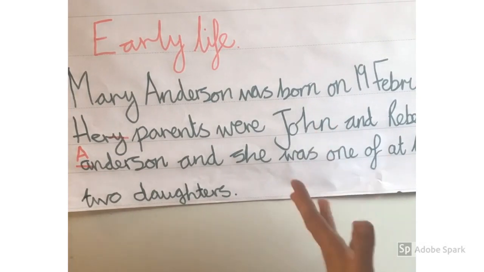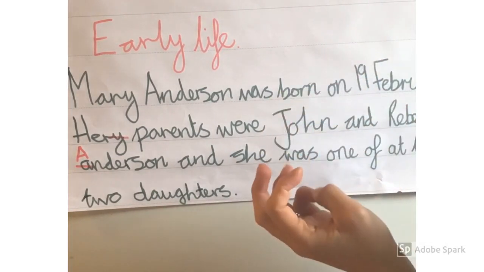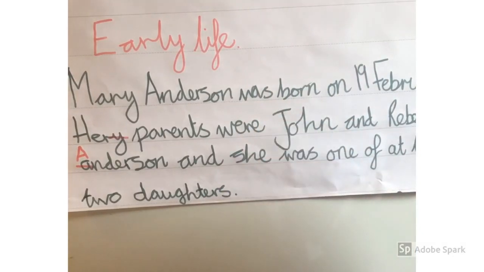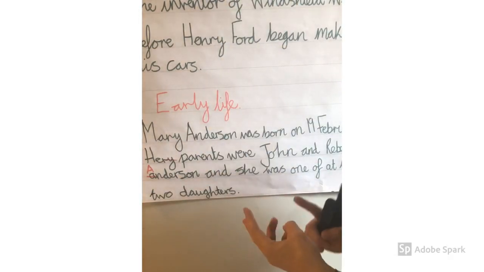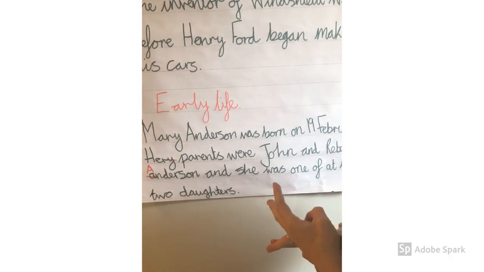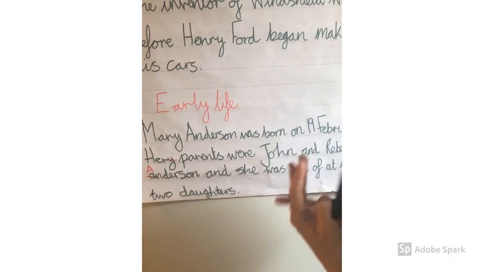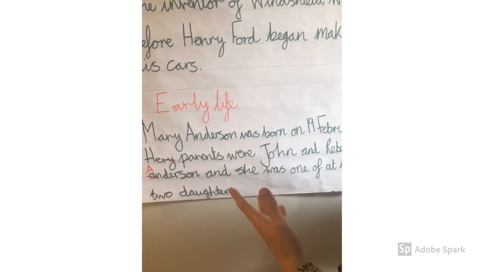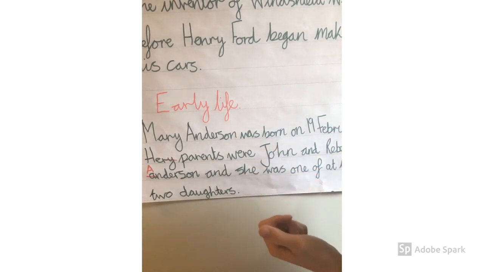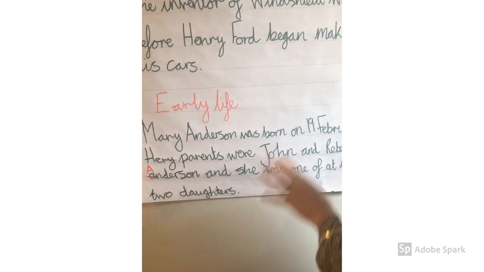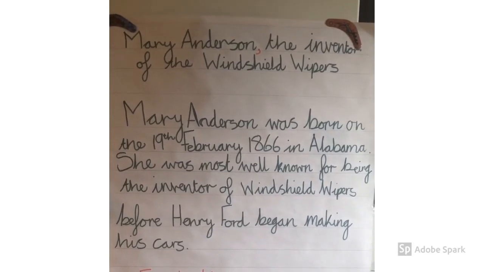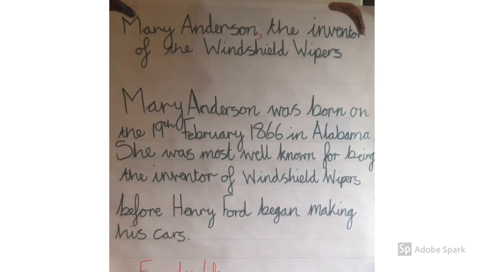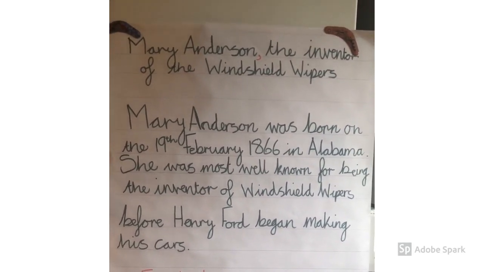And you can see I've already used some of the features that we can tick off on our toolkit. So I can already tick off that I've used a heading, I can tick off that I've used a subheading, I can tick off nouns and pronouns, I can tick off that I'm writing in the third person because I'm telling you about someone else, and I can also tick off that I've already started using dates and times because I've given you when she was born and where she was born. So there is the start of turning my box up into an actual biography about someone.